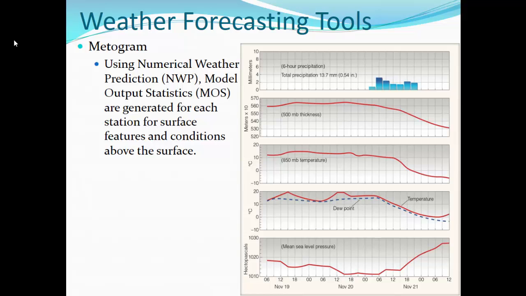These are meteograms, essentially using model output statistics or actual numbers coming from the models, not graphs, to give you the variables or the conditions in the future. This is from November 19th to November 21st. And at the very bottom, you have mean sea level pressure. So we see that for a while, the pressure is falling, which means possibly foul weather, and then pressure begins to rise there on November 21st, improving weather.